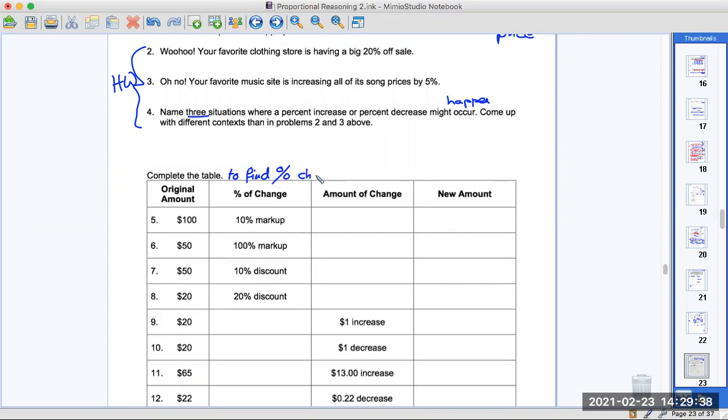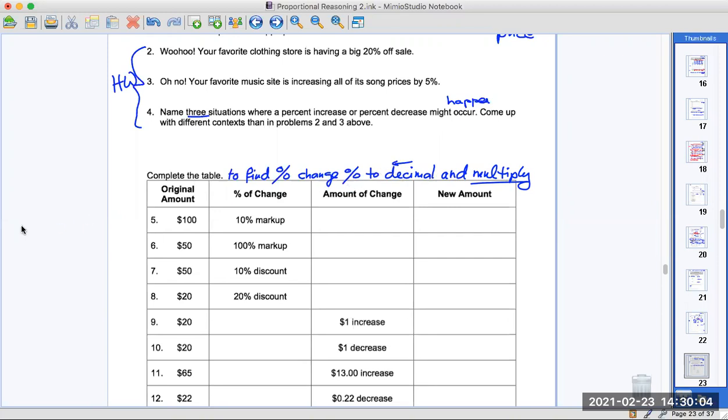Change percent to decimal and multiply. The key is multiply. So when we change a percent to a decimal, we move the decimal 2 to the left.